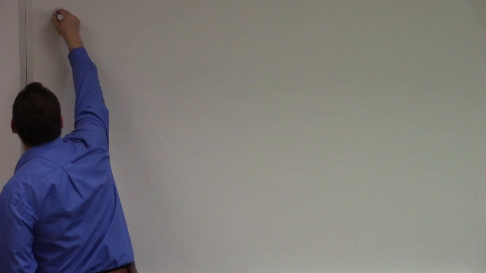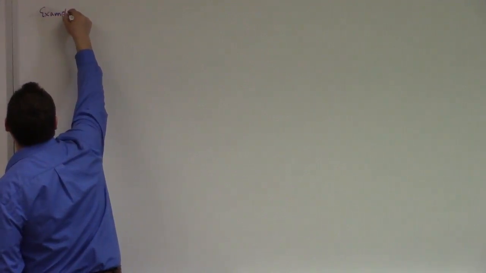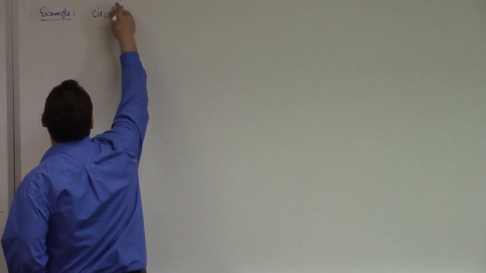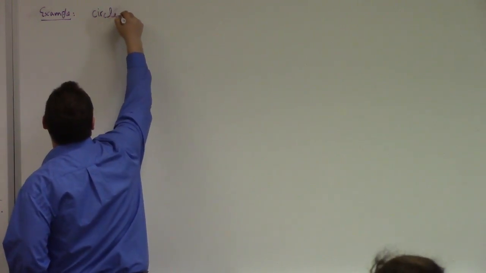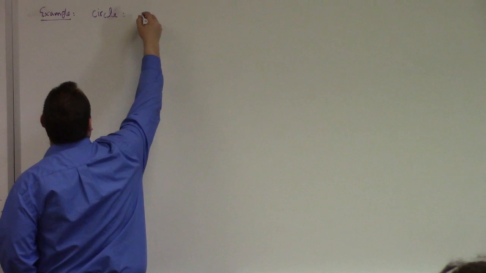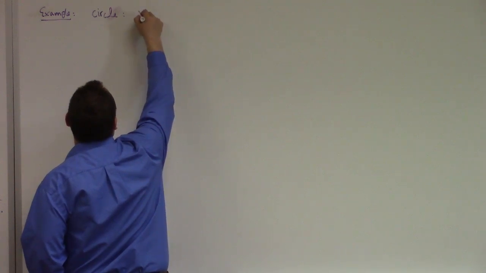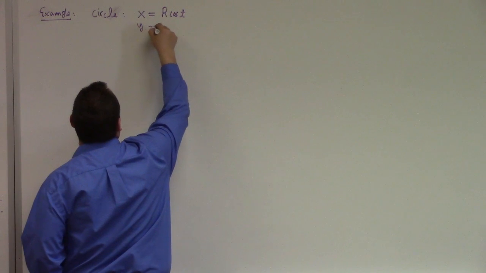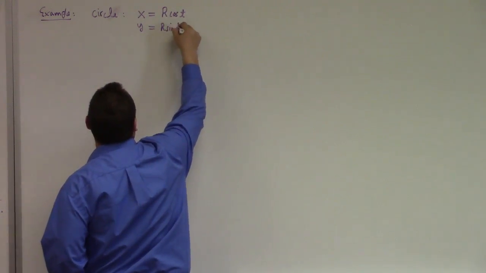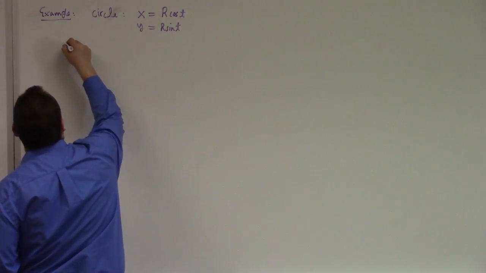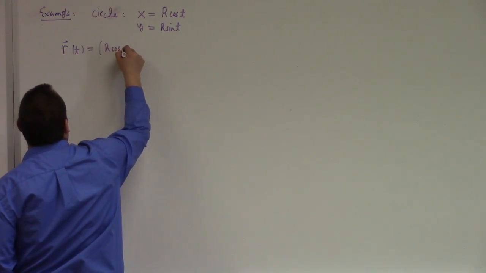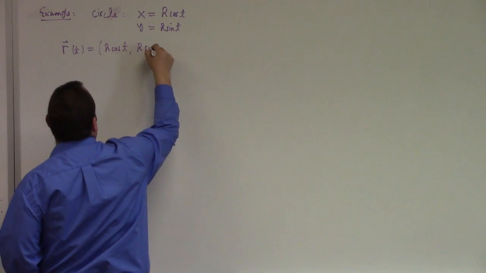So what about a circle? That one's pretty easy. A circle would be x equals r cosine t, y equals r sine t, something like that, right? So if we look at it as a vector, the path is (r cosine t, r sine t). What's the velocity?